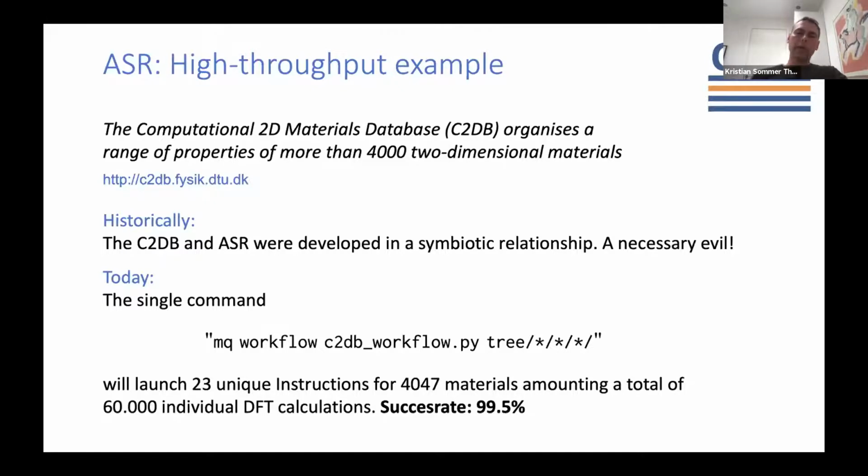And we've not just calculated their structure, but we've calculated a range of different properties for these materials. So historically, the C2DB project started, I think, back in 2016. And at that point, we didn't have the ASR. So what we did at that time was we wrote Python scripts that could perform different types of calculations, relax a structure, calculate a band structure, calculate a Raman spectrum. But we didn't have this caching functionality in place.